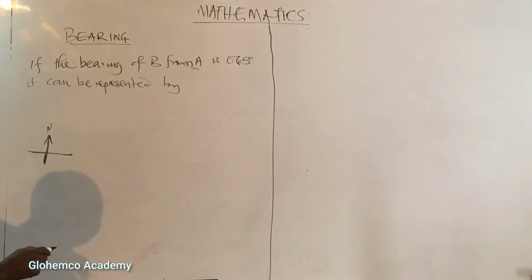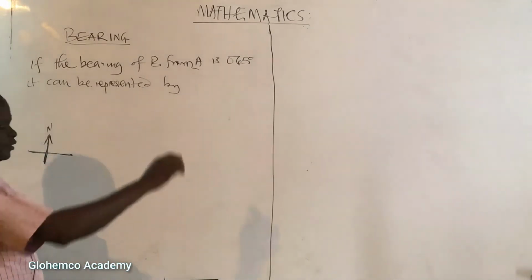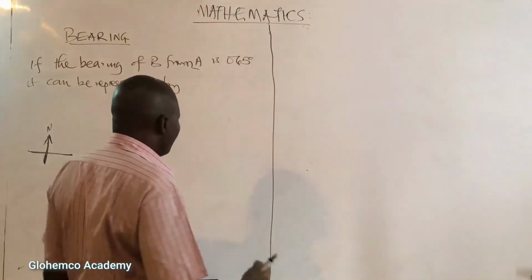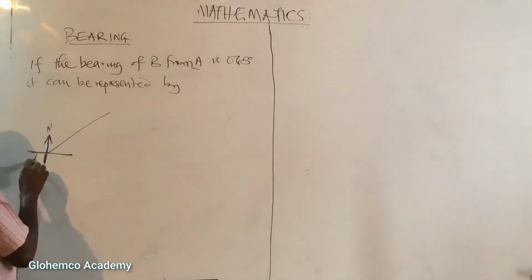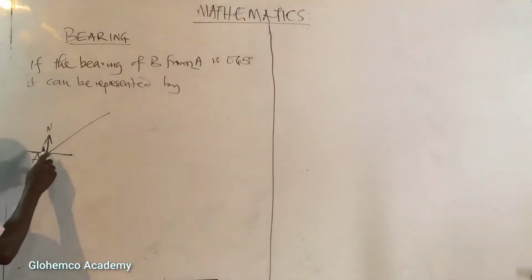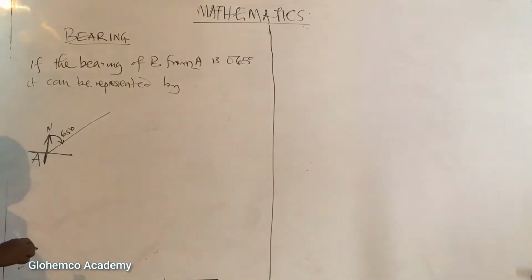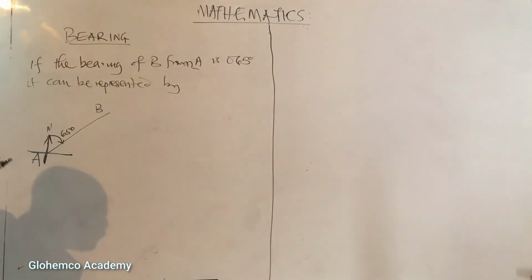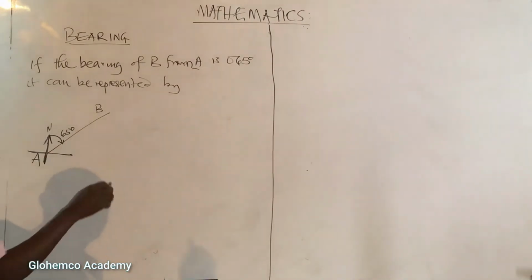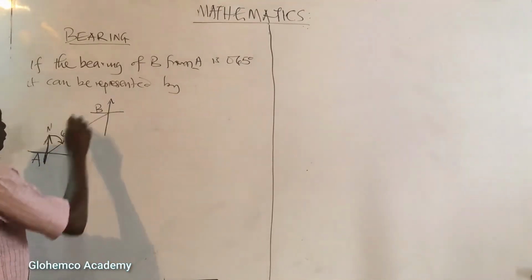65, we are not expected to draw accurately, but here you can draw something to represent 65. 65 can be found in the first quadrant. You can find 65 degrees in the first quadrant, which means it will move like this. And this is your position of A. From A, from the true north to this place, is your 65 degrees. Now, this is the position of B. If you have to find the bearing of A from B, it means you have to do the same thing here, showing us the true north.